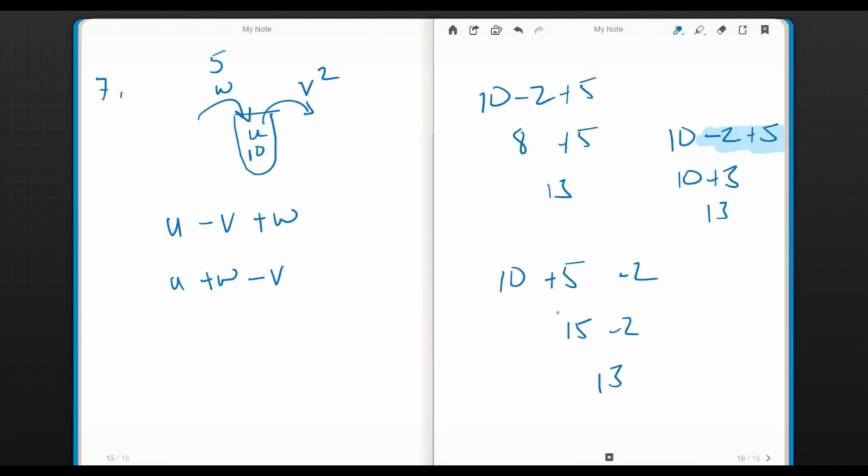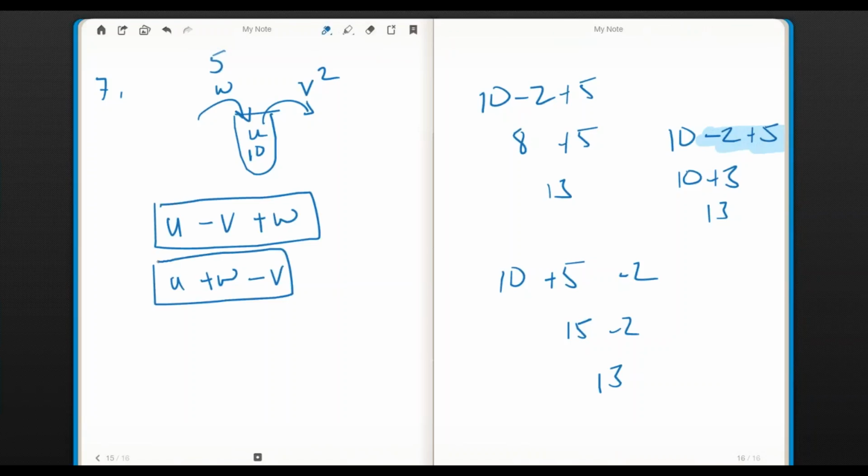This is the same thing as 8 plus 5, 15 take away 2, or 10 plus 3. So however you write that, really there's only 2 ways to write it. U minus V plus W or U plus W minus V. Either of those is the same, and a little extension where you show them using concrete numbers how many different ways you can write that would be good.